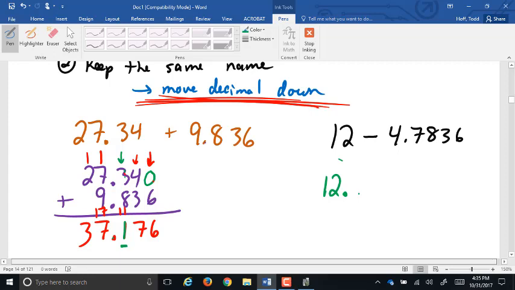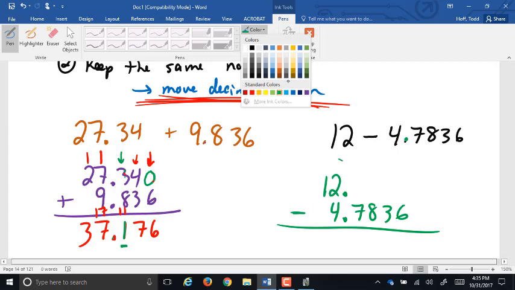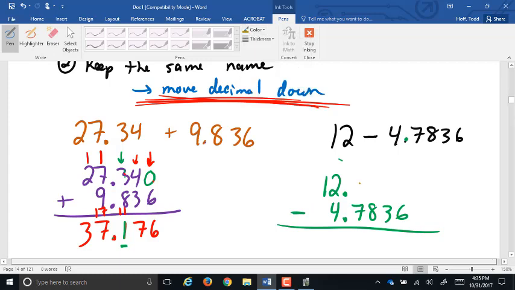Any number, oops, my microphone just fell. Any number that doesn't have a decimal point written in it, the decimal point is at the end of the number. So then we're going to line up this decimal point with that. The 4 is in front. 7836 is afterwards. And we will need to fill in those missing zeros.